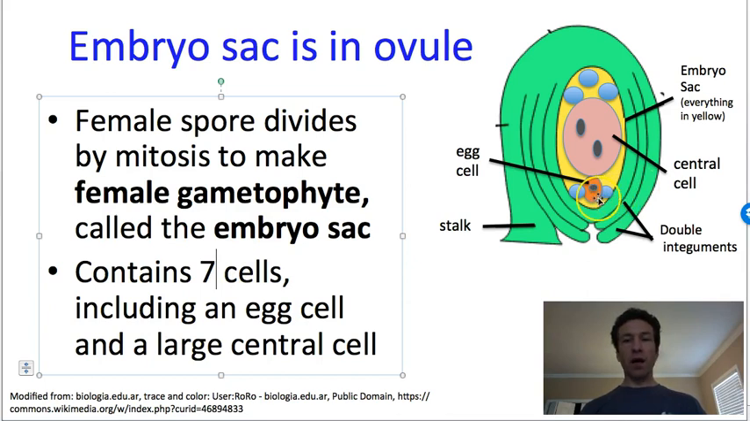We are going to focus on the 2 most important of them. They are the egg cell, which is down here near the openings of the integument, and also this central cell. There's something strange about this central cell. First, it's quite large, but second, it doesn't have one nucleus. Instead, it has 2 nuclei, pictured here and here. The egg cell is a normal cell with just 1 nucleus.